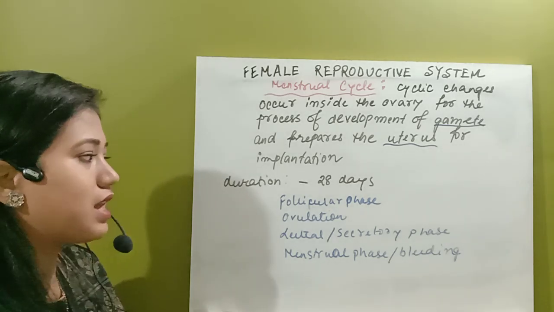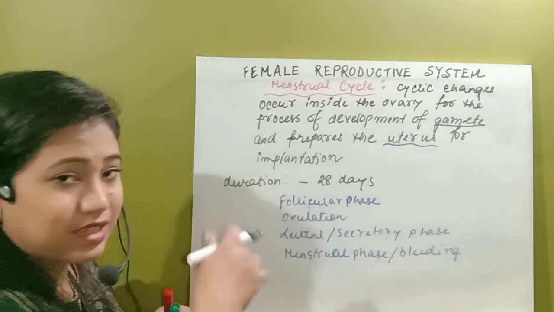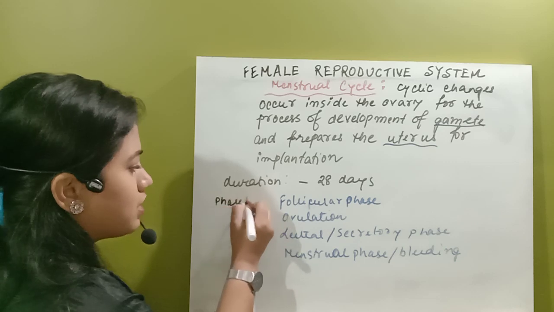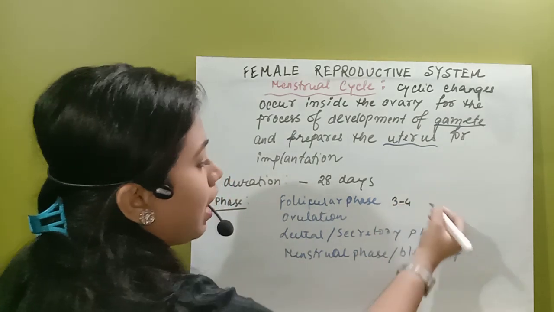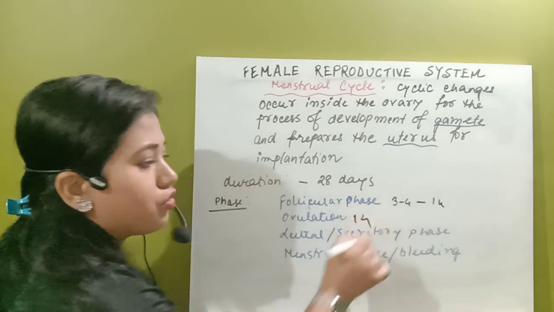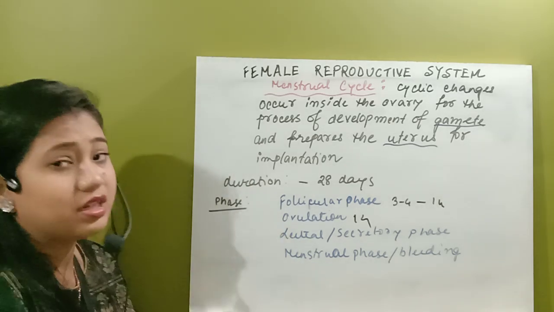So the first phase is the follicular phase. If you see the time period, that is 28 days. This follicular phase will start from the 3rd to 4th day up to the 14th day. Ovulation will occur exactly in the middle of the menstrual cycle, that is on the 14th day.